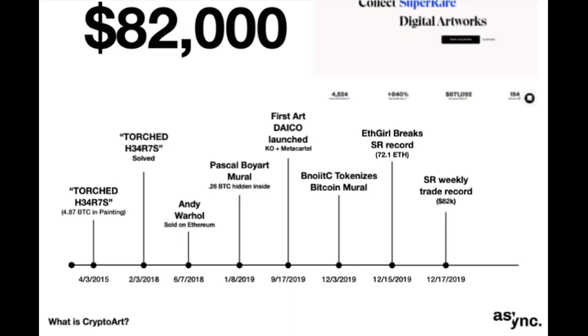And in December, SuperRare posted that they had a weekly trade record of $80,000 flowing between collectors and artists in a single week. So they broke one of their records.